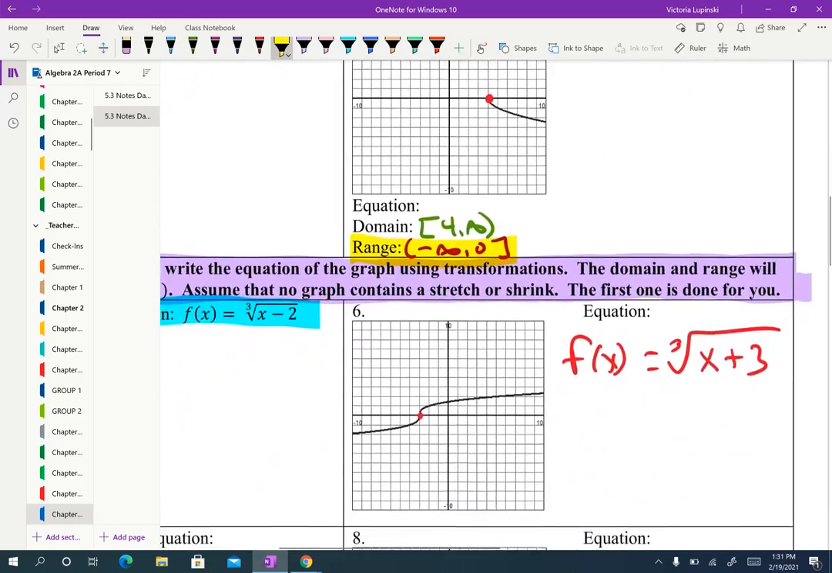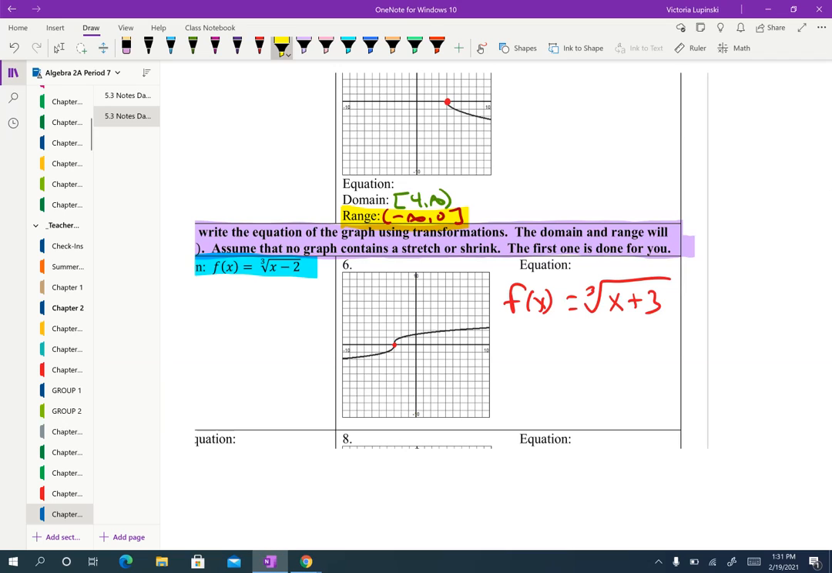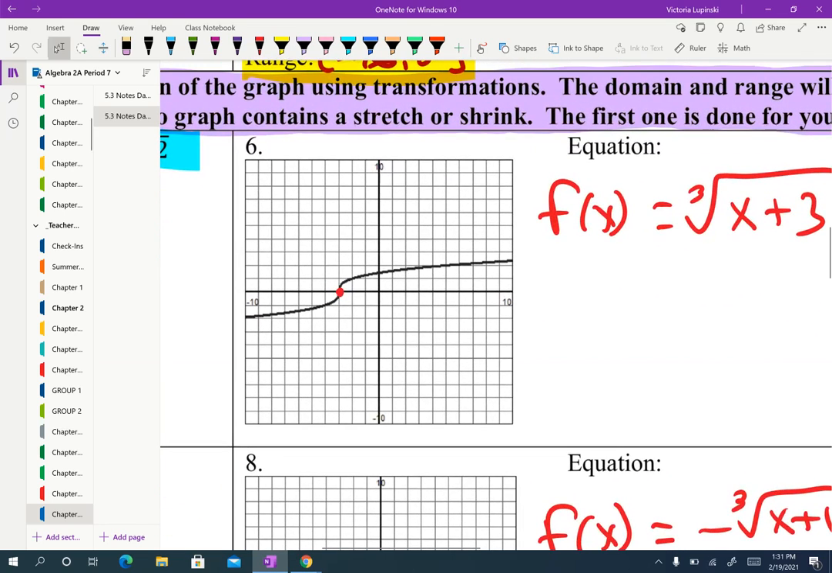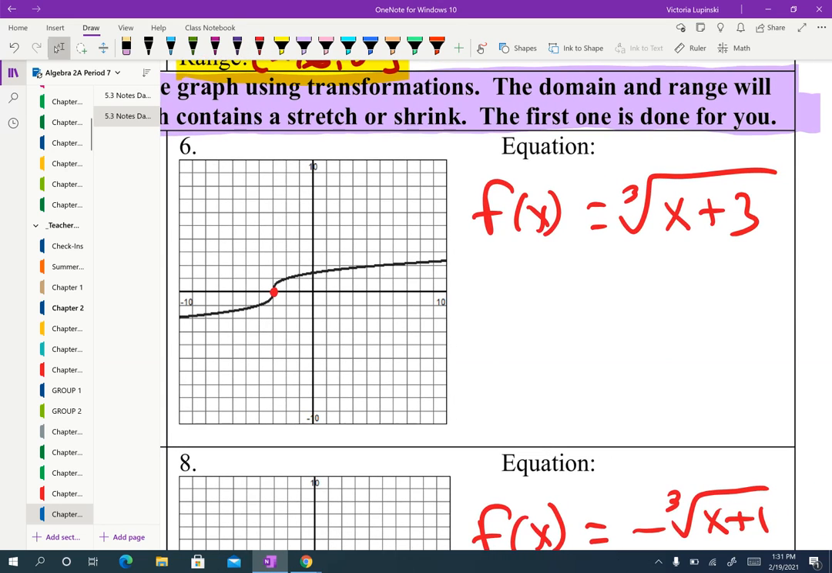When it comes to the next set, remember I didn't ask for domain and range because it's always all real numbers, so you could write it if you want, but not necessary. Here in number 6, again, if you focus on that point where the two pieces meet, it went 3 to the left, which is why this is the cube root of x plus 3 on the inside.